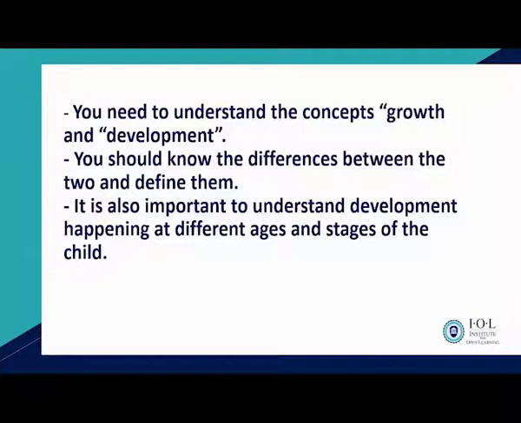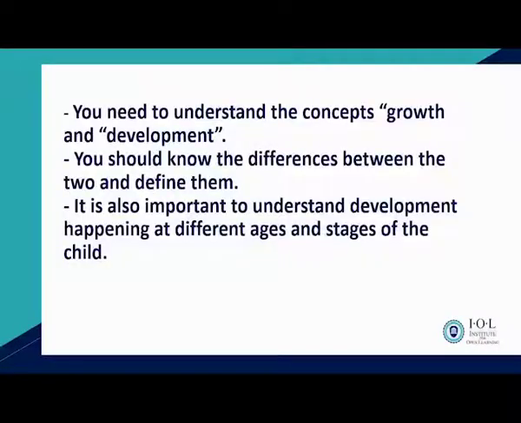It's also important to understand development happening at different stages and ages of the child. What type of development is happening if a child is 1 year old, or 2 years old? You need to understand this development in different contexts, whether it's physical development, emotional development, psychological development, psychosocial development, whatever type of development is happening, you need to understand what is happening at this stage and at this age as well.